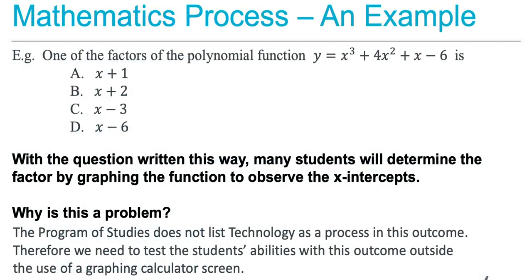This is an example of a question that may not assess the outcome using the intended mathematical processes. This question is trying to assess relations and functions specific outcome 11 that asks students to factor polynomial expressions. The processes listed in this outcome are communication, connections, and mental mathematics and estimation. However, many students will determine their answer by graphing the given function and observing the x-intercepts on the graph. This is a problem, as the intent of the outcome is to determine the factors without technology. The students who use this strategy are not illustrating that they understand the mathematics associated with factoring polynomials.